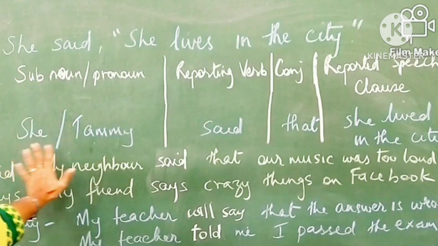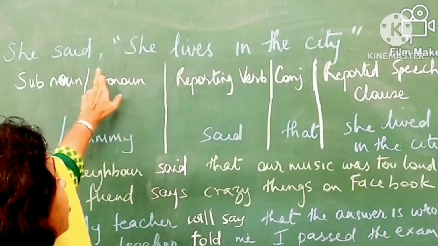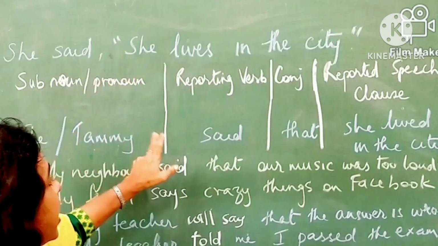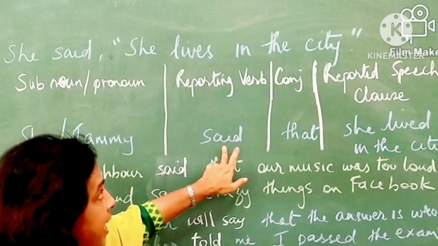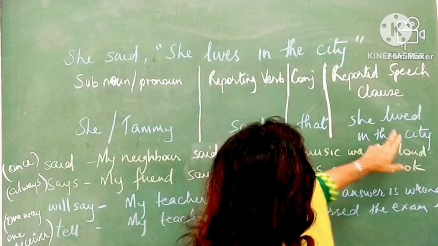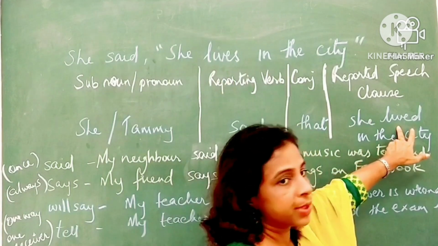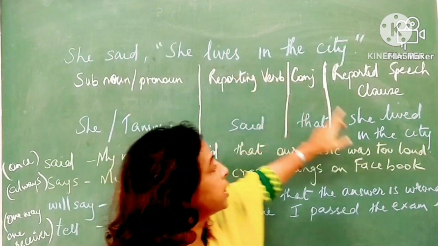She said, it remains the same. She lives in the city. I have removed the comma and the inverted commas and I have used the word said, that. So, I have used a conjunction and a reporting verb. She lived in the city. So, the present tense here will become a past tense over here and will become lived in the city.